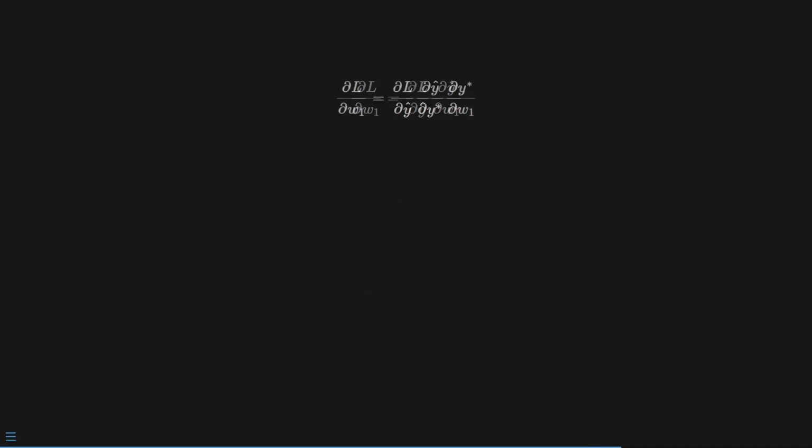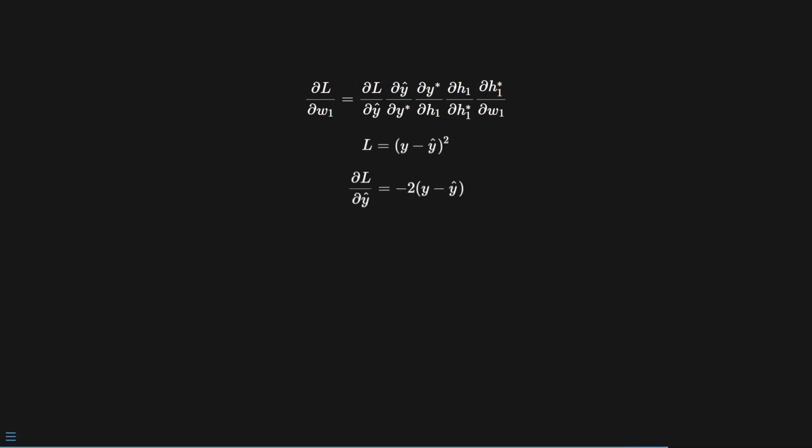But y hat depends on y star, and y star depends on W1. If we keep going with this process, we will eventually reach a point where we are differentiating H1 star with respect to W1, and this is really easy to calculate. Specifically for the MSE, differentiating the loss function with respect to y hat is pretty simple. Y hat with respect to y star is the simplest one. We chose the identity function, so this must be 1.